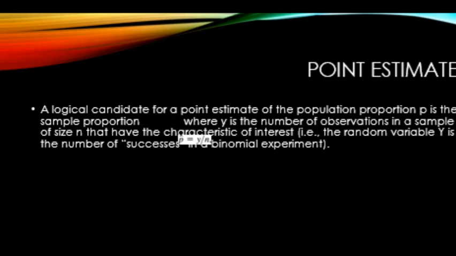So here is where we start. We will start by finding a point estimate. So basically, we will pick a sample from the population and we calculate the sample proportion, which would be the most logical point estimate. So if y is the number of successes in the sample of size n, then p hat, this p and a little hat on top, p hat is the sample proportion, and it is equal to y divided by n, where y is number of successes of a binomial experiment.